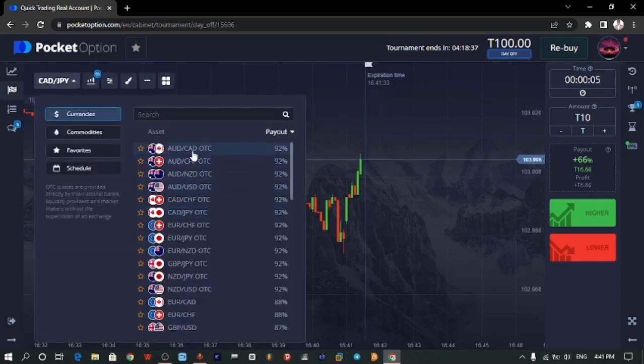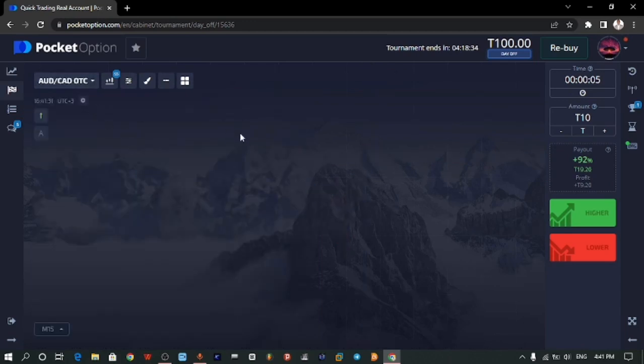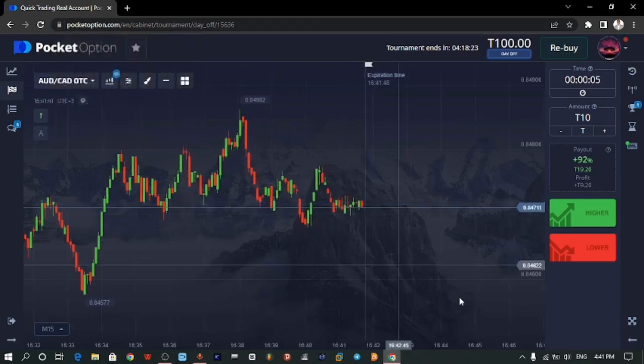So change your currency to the highest paying. Obviously that's 92%. It's great. Now next, on our balance we have $100. This is tournament money, so yeah, it is not even real. So I'm going to show you the technique.